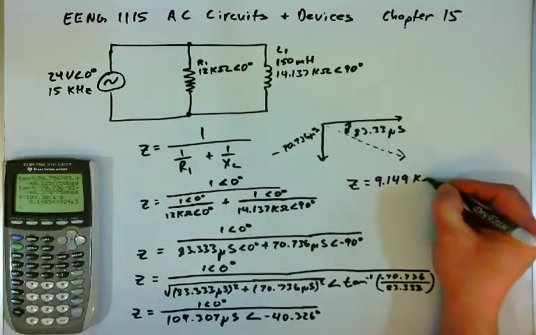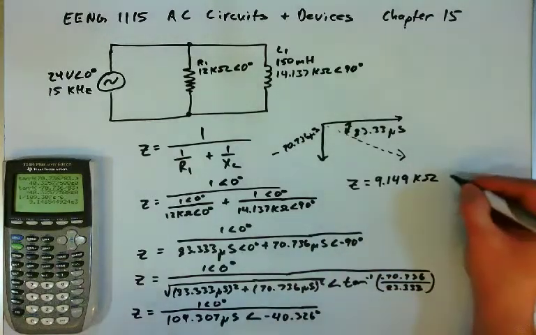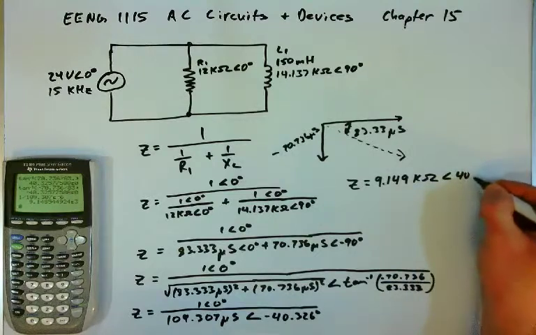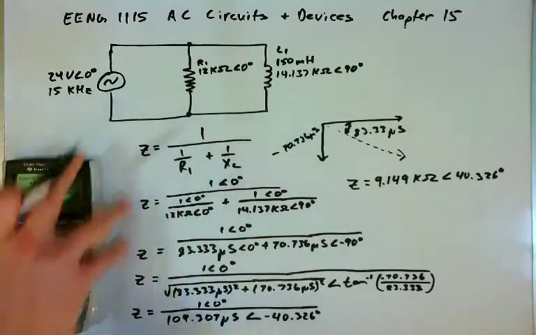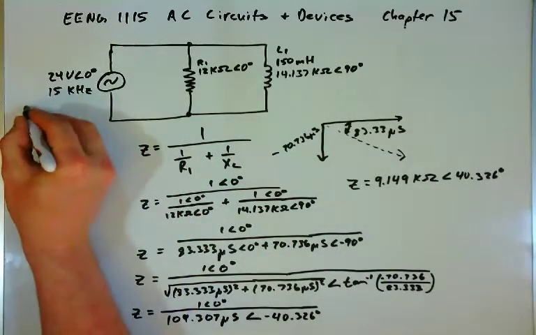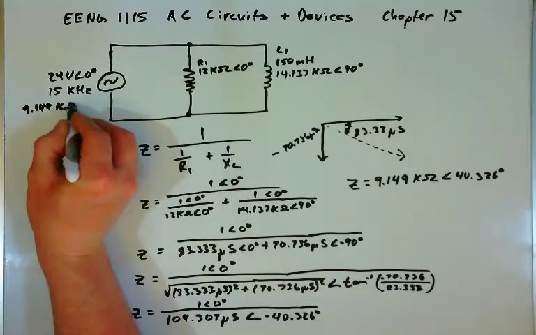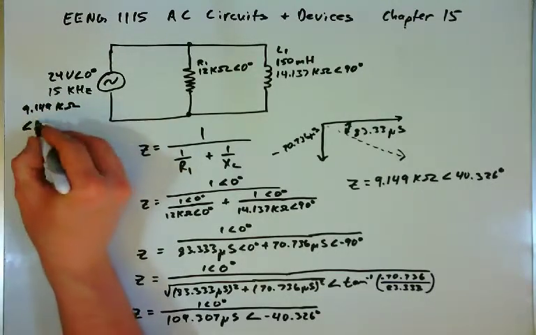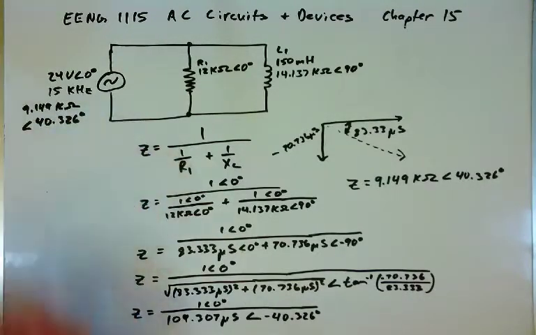That's kilo ohms. And the angle will be 0 minus a negative 40.326. So 0 minus a negative 40.326 will be a positive 40.326 degrees. And so this will be the total impedance of the circuit. So let's see if I can write that here. It's going to be 9.149 kilo ohms at an angle of 40.326 degrees.